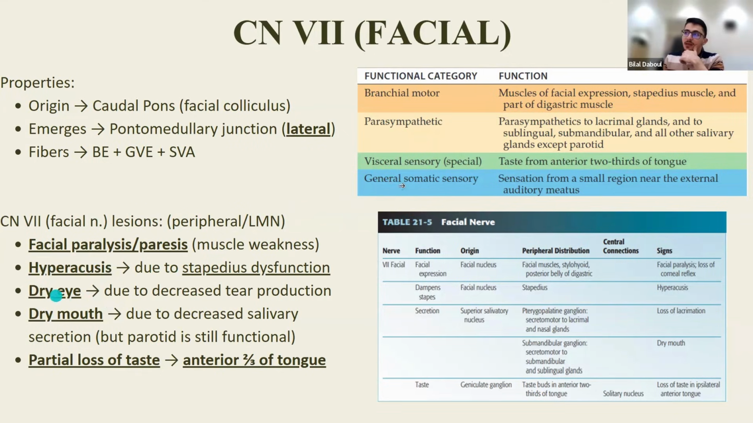You would also have a dry eye. Again, just link it to the function. Why would you have a dry eye? Because we have compromised supply to the lacrimal gland. You have decreased tear production, and this will contribute to a dry eye.